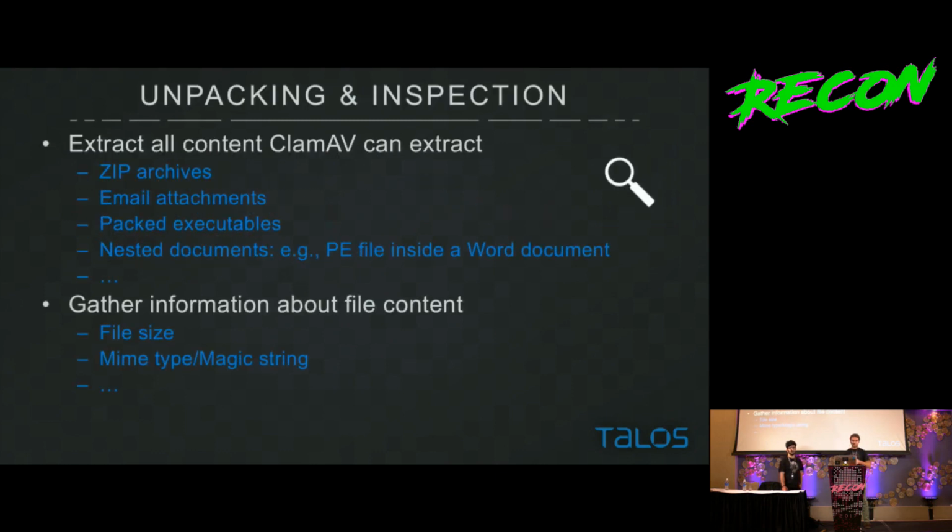Now, the sample comes into BUS, and the first thing that we do is to extract the contents, because the extracted form will be likely much better for signaturing on than the compressed form. ClamAV can extract a huge amount of files. First of all, zip archives, all other kinds of archives. It can extract email attachments, but it can also extract packed executables like the UPX packer for PE files. And it can extract nested documents. So if you have a Word document that drops a portable executable, then ClamAV can already extract this portable executable.